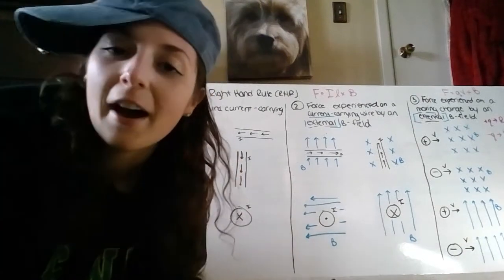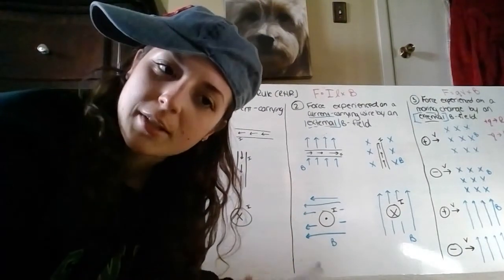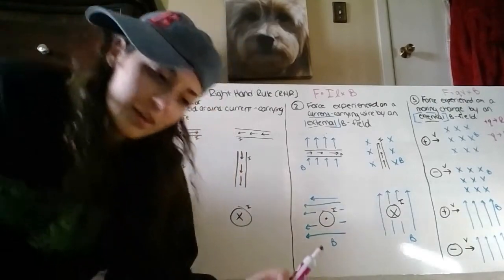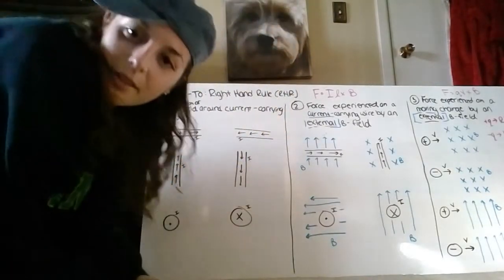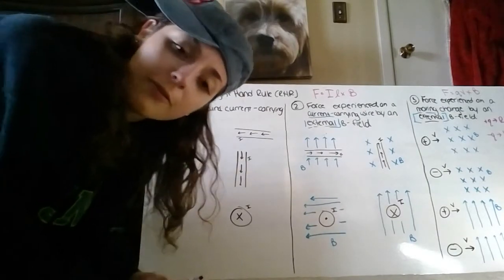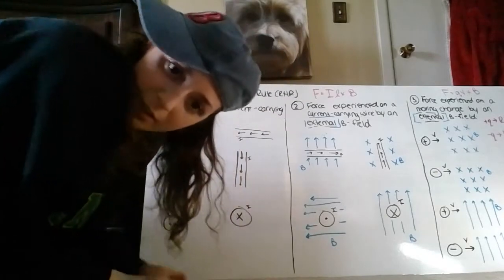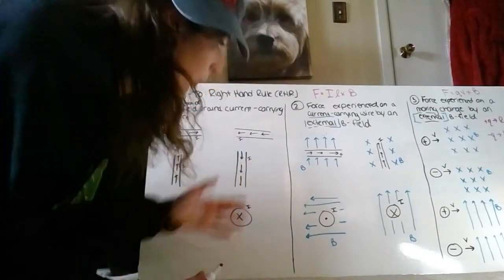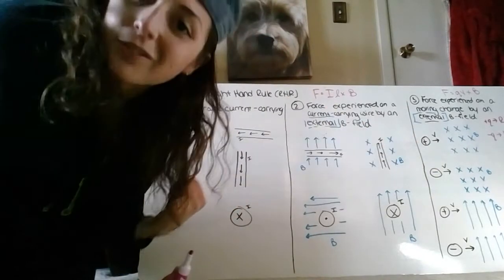Hi guys, Miss Kolova here, about to teach you the right-hand rule. What the right-hand rule does is it tells us either the direction of the magnetic field around a wire or the force exerted on a current carrying wire when it's exposed to an external magnetic field.